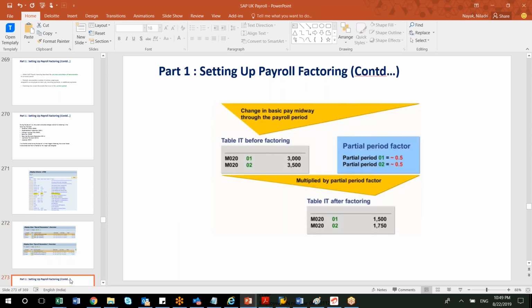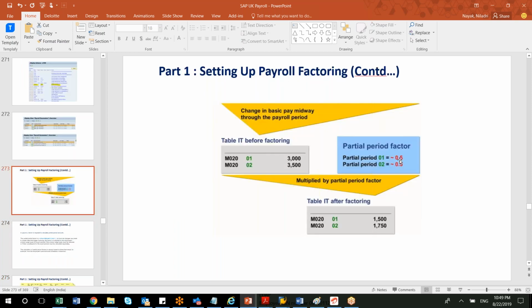Suppose the generated partial period factor is 0.5. In that case, you will be paid half. Suppose your monthly basic salary is 3000 GBP. Then in that particular month you will be paid 1500 basic. So that is just the concept here.